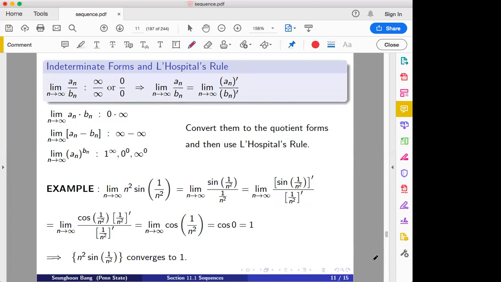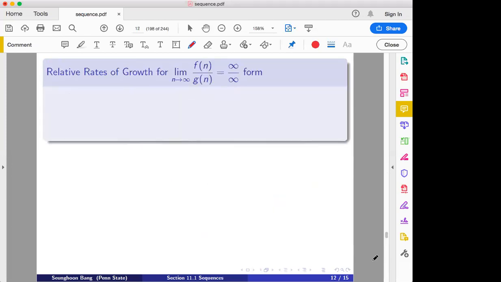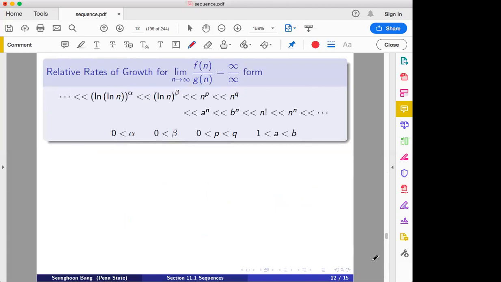So this is very useful. So next one. Do you know relative rate of growth for the limit of f of n over g of n in infinity over infinity form? You can check my lecture note, section 6.8. It's very similar, only replace x by n. The only difference is that I replaced x by n.